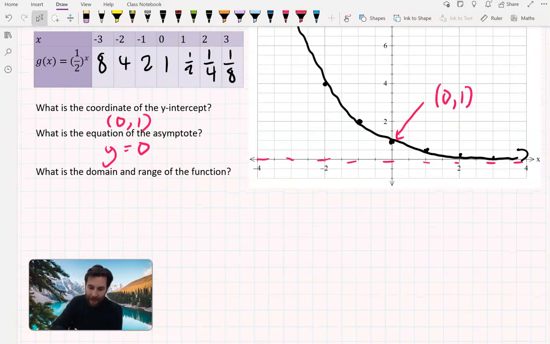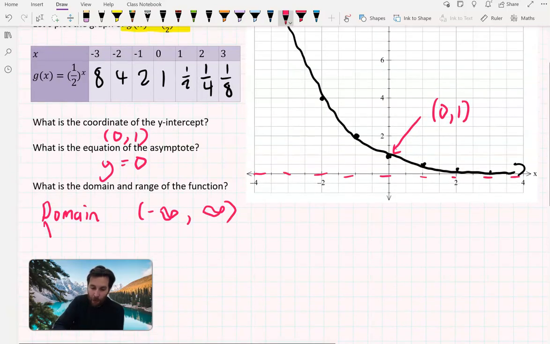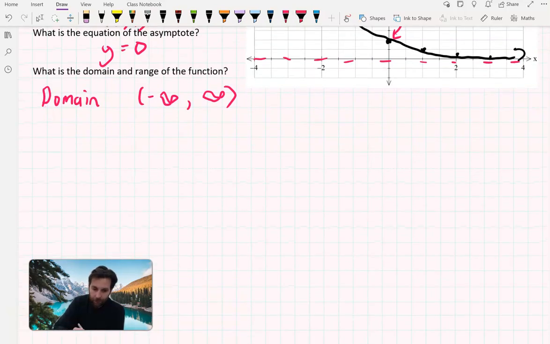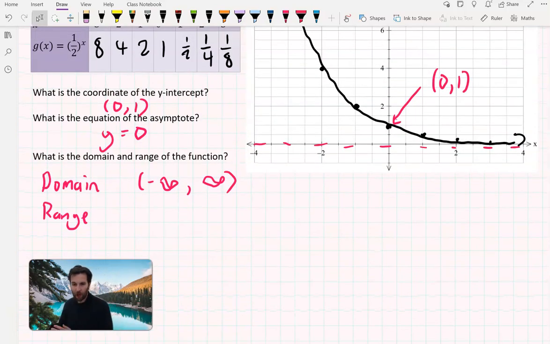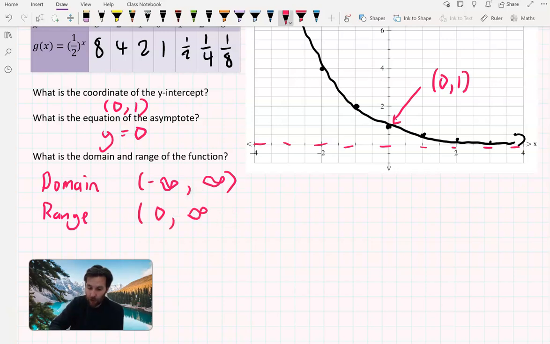And then for our domain and range, looking at that, our x values look like they could go from negative infinity to positive infinity. And for our range, let's have a look at our range. Okay, so even though it's flipped around a bit, it's still going to approach 0 at the lower end. It's going to the right this time, and it's going to approach infinity as our x values get more negative. So we're actually going to have the same range as last time. We're going to go from 0 to infinity, not including 0 or infinity.